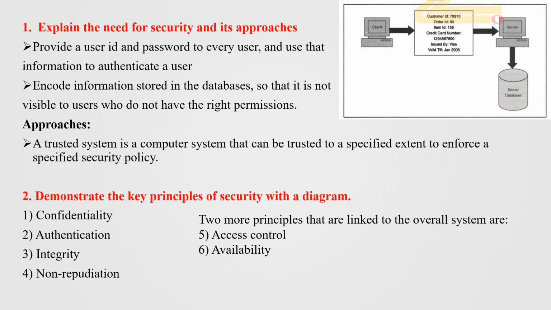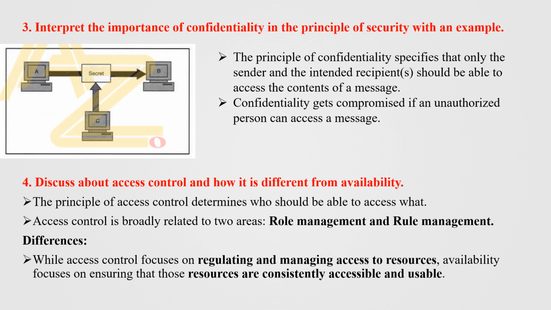So these are the four key principles, and there are two more principles that you can see. One is access control and the other is availability, like how access control plays an important role and manages the complete network, and availability, whether the data being sent from one end to the other end is really available or not. All of this has to be monitored. You have to write this and explain it in detail.